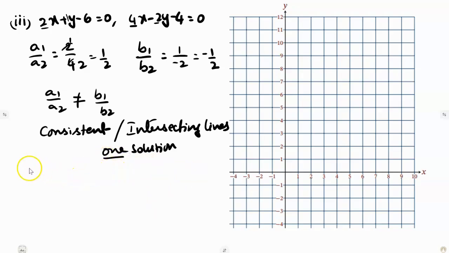Okay, let's start. The first equation is 2x plus y minus 6 equal to 0. This is your first equation. From which you can write y is equal to 6 minus 2x. 6 is brought to this side and 2x also is brought to this side. 6 becomes positive, 2x becomes negative. So let us take some values of x and y now.